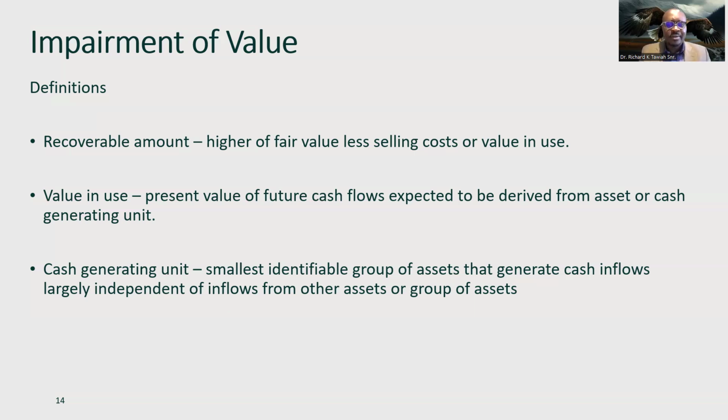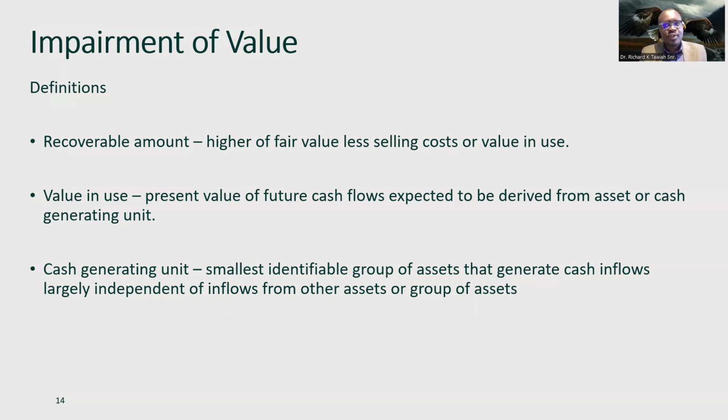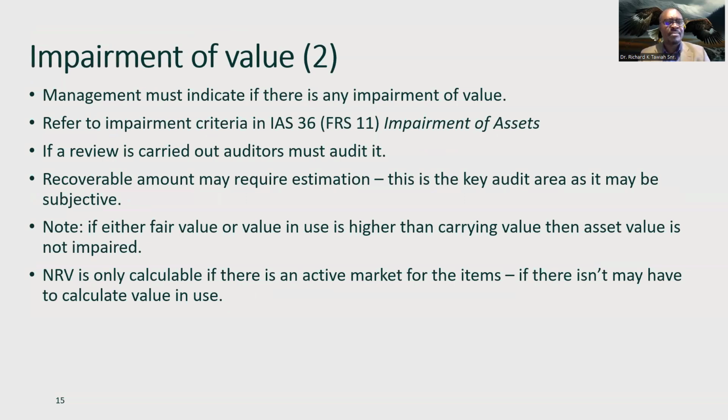They together. So you have to look at it. Normally, when you want to impair the CGU, you impair everything. Okay. Impairment of value. Management must indicate if there is any impairment. And you have to use the criteria under IAS 36 or IFRS 11. Now, if a review is carried out, auditors must audit it. Now, recoverable amount may require estimation. Okay, and this is the key area as it may be subjective.